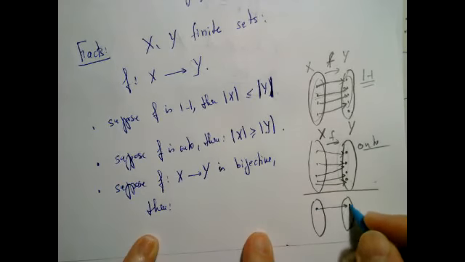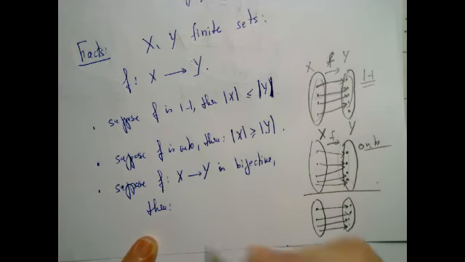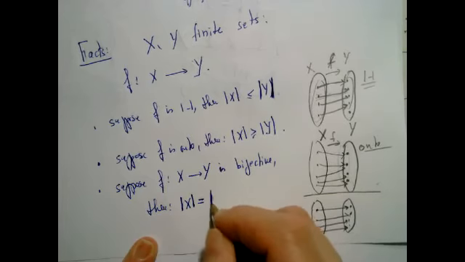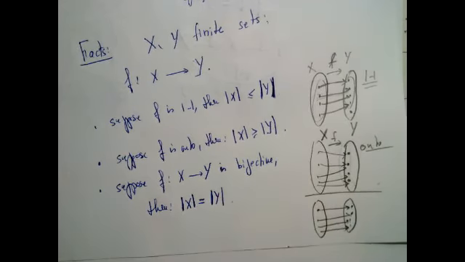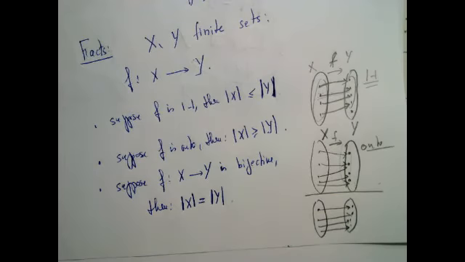Every element here has to go to exactly 1. Every element has to go to exactly 1. And every element here has to be hit. So if this has to be the case, then the sets should have the same number of elements. So if f is a bijection from X to Y, and X and Y are finite, then X and Y have the same cardinality because there is this one-to-one onto correspondence between them.